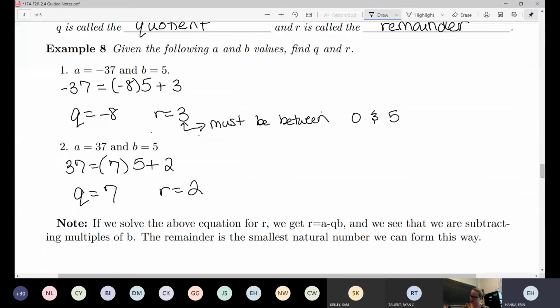Notice, if we solve the above equation, this one, that one, for r, you would get r equals a minus q times b. You can see that we're essentially subtracting multiples of b, and then the remainder is the smallest natural number that we can form in that fashion. That's just a little tidbit. Not really that important to remember.